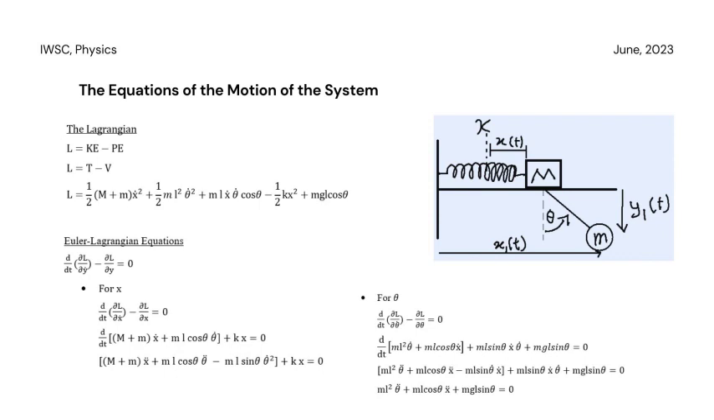For theta: d/dt of partial L over partial theta dot minus partial L over partial theta equals 0. d/dt of m L squared theta dot plus m L cos theta x dot, plus m L sin theta x dot theta dot plus m g L sin theta equals 0. Then m L squared theta double dot plus m L cos theta x double dot minus m L sin theta theta dot x dot plus m L sin theta x dot theta dot plus m g L sin theta equals 0. And then m L squared theta double dot plus m L cos theta x double dot plus m g L sin theta equals 0.